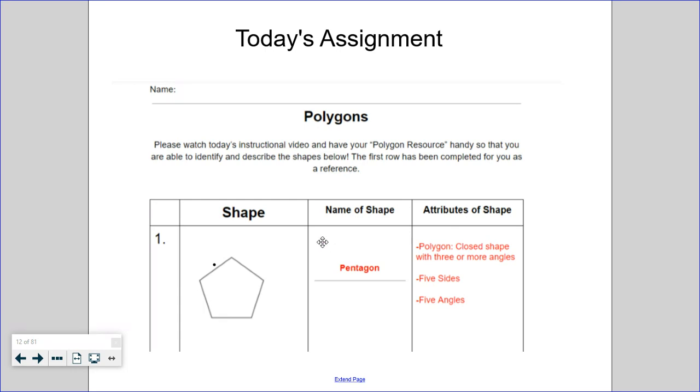So you have 1, 2, 3, 4, 5 more shapes you're going to look at. I want you to look at the attributes and list them. And it can be real short. It can be polygon, 4 sides, 4 angles, and then write the name of the shape. You will probably want to use your notes page on page 2 to help you, and then submit it to your teacher. So nice job.